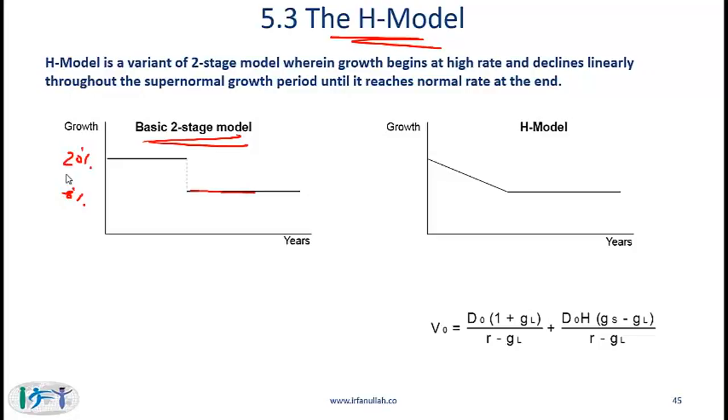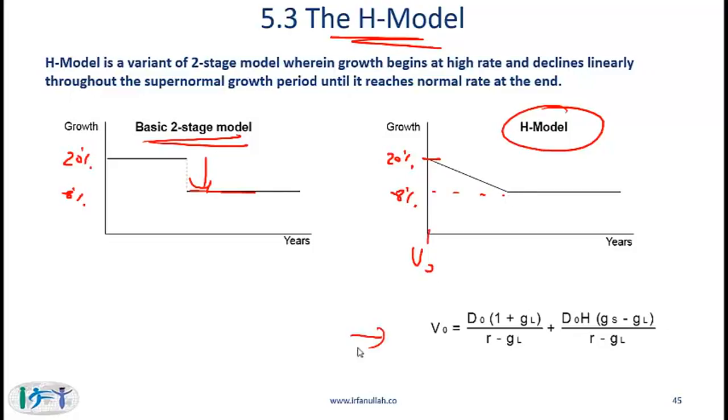Obviously, I'm just picking numbers here. What is more realistic is that if you think about growth on the y-axis here, that there is a gradual decrease from 20% to an eventual long-term sustainable rate of 8%. And that's what the H model does. It assumes a gradual decrease in the growth rate as opposed to an abrupt fall. So what is the value at time 0 assuming a model like this?